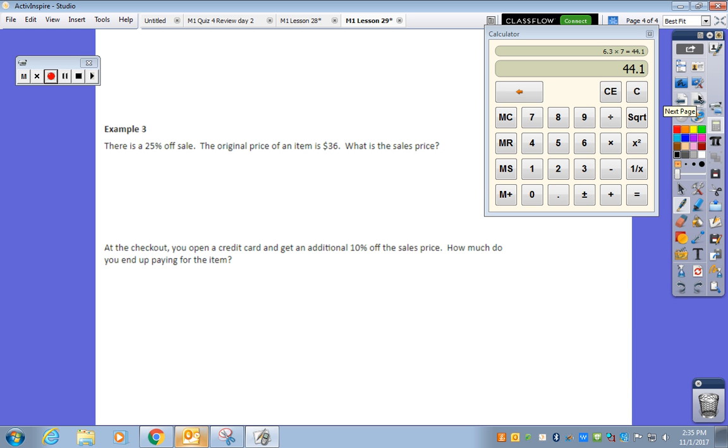Okay, for our next example, there is a 25% off sale. The original price of an item is $36. What is the sales price? So with this one, I see I'm looking for the sales price, so I would like to use the equal fractions that deal with sales price. And that one, if you recall, was sales price over original. And I see I have a percent given to me, so I'm going to put my percent paid over 100 first.